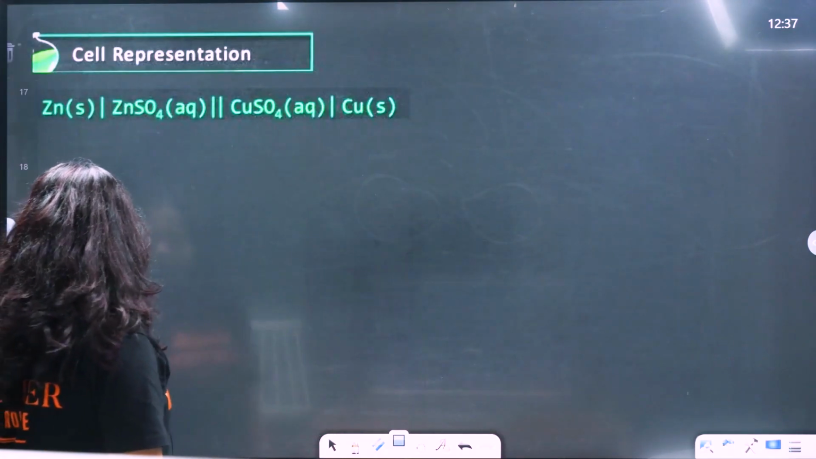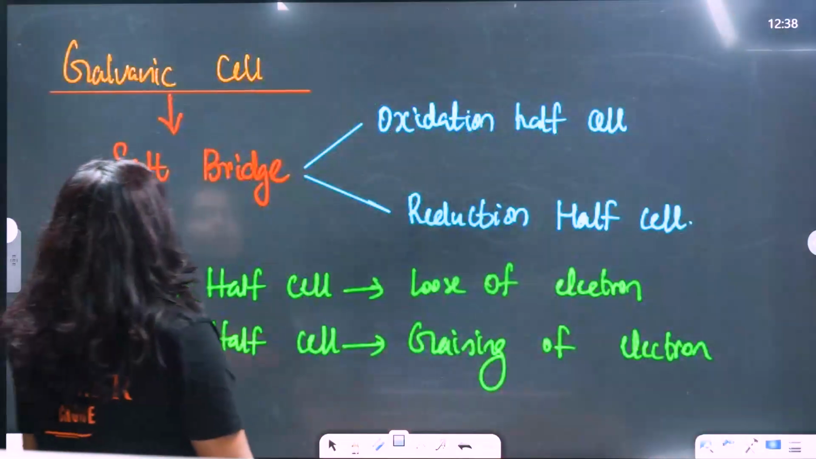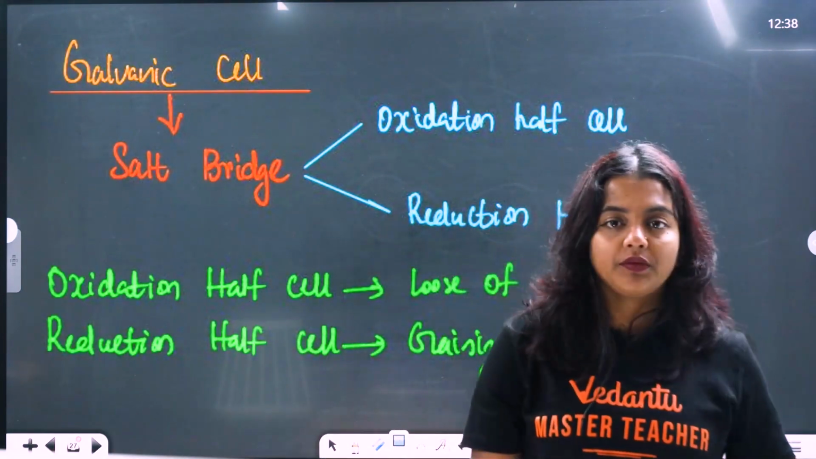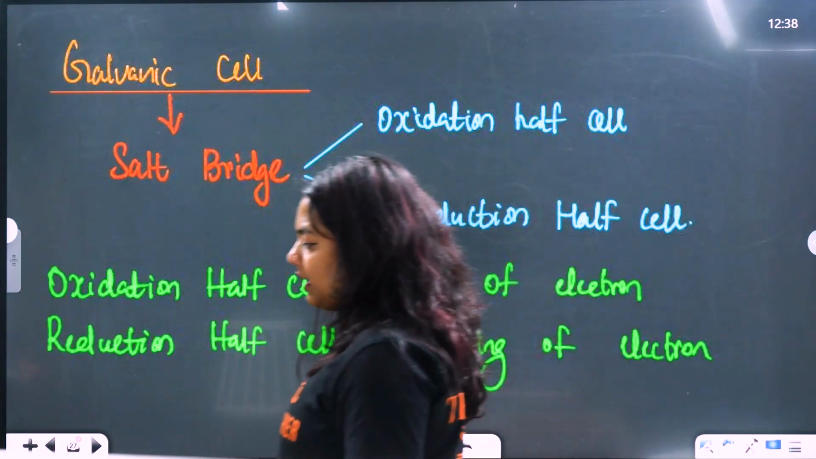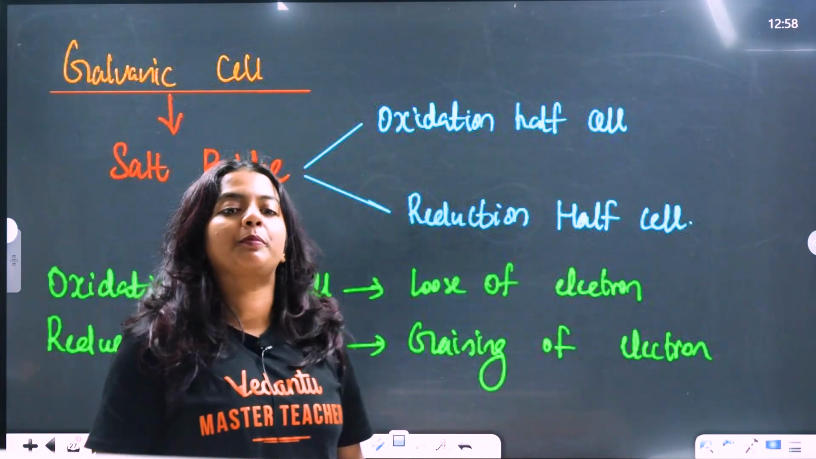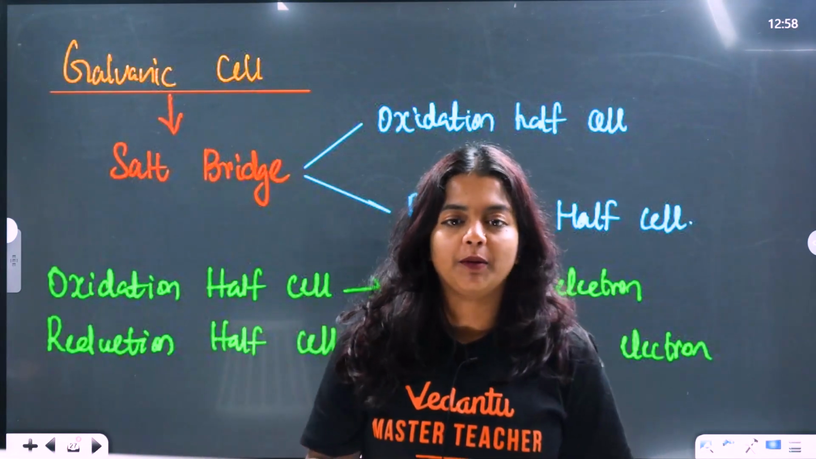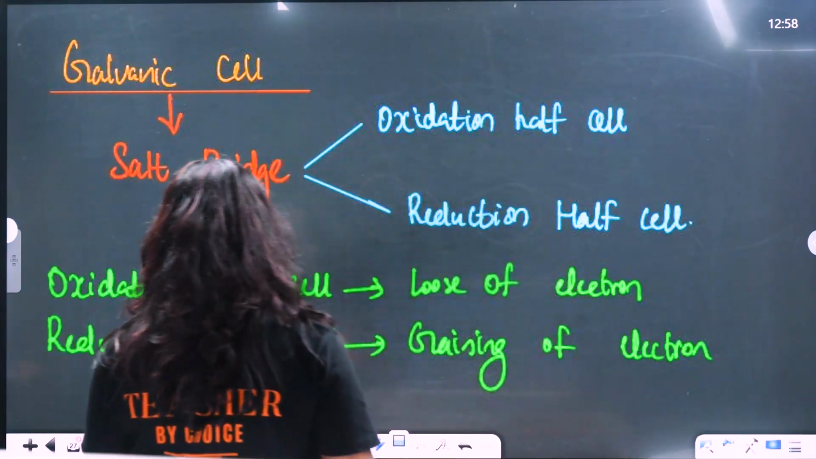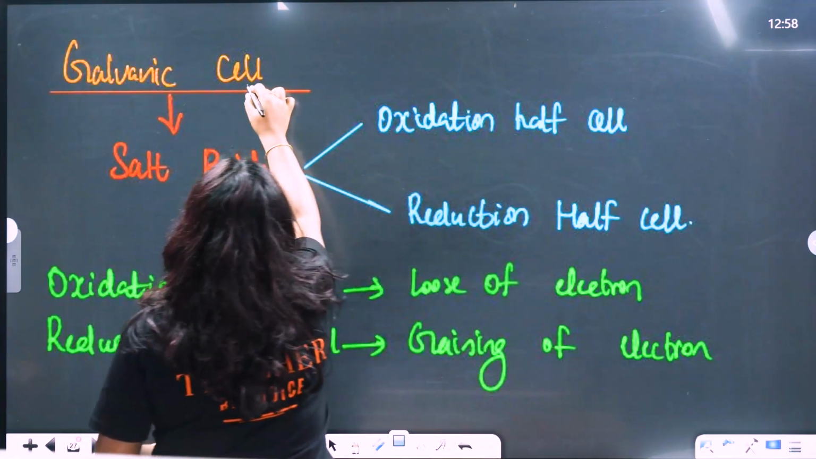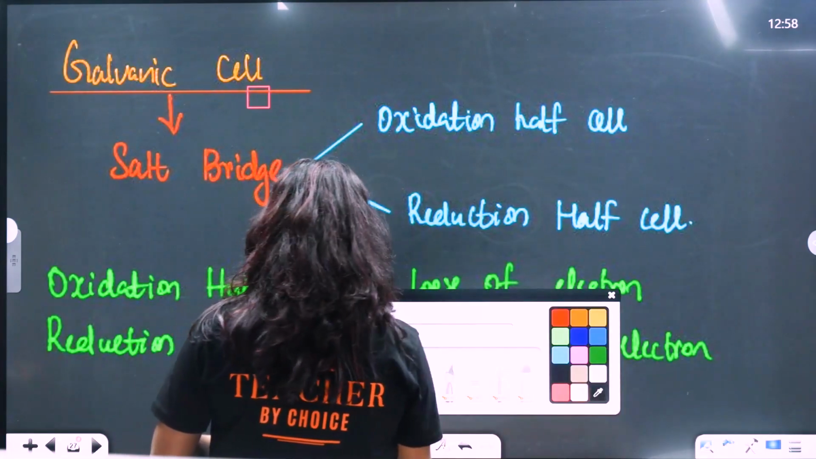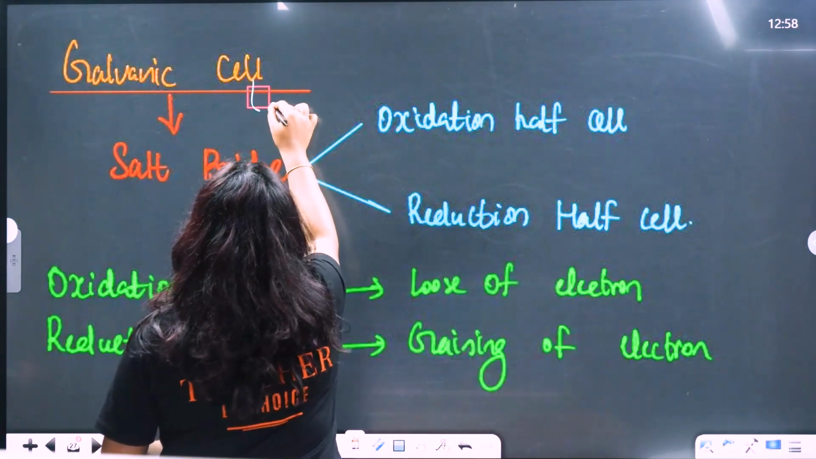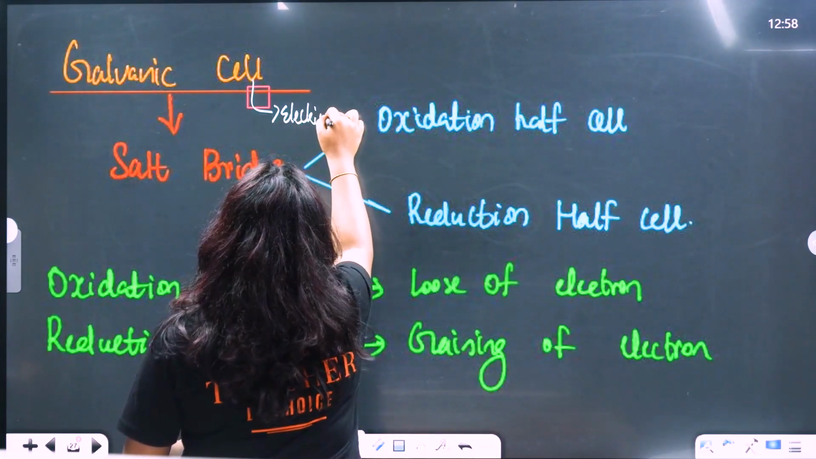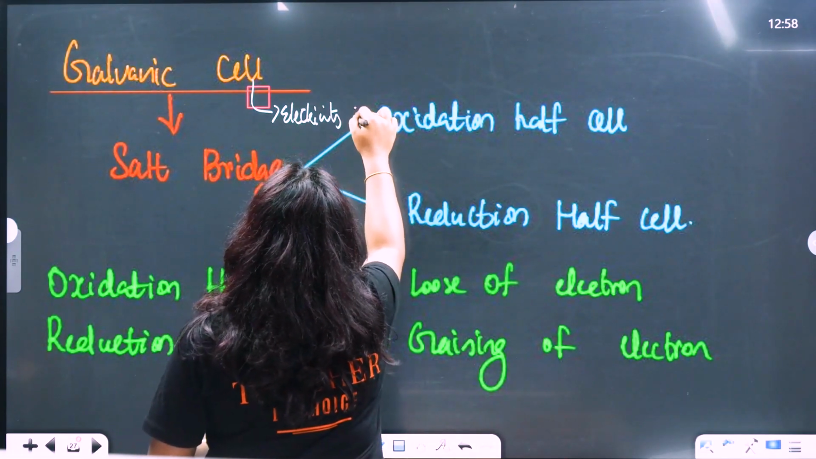Okay, before that I have to take you. Now we are going to talk about the galvanic cell. What do you mean by the galvanic cell? Students, I told you we are going to talk about the galvanic cell. Do you know what the peculiarity of the galvanic cell is? Electricity is produced, right? Electricity is produced from the galvanic cell.